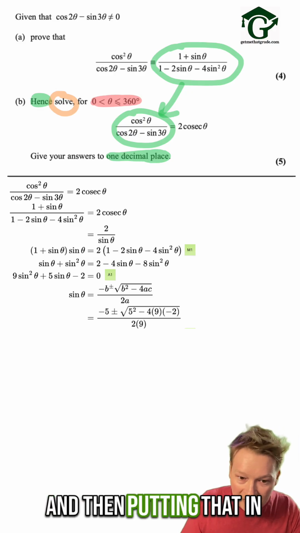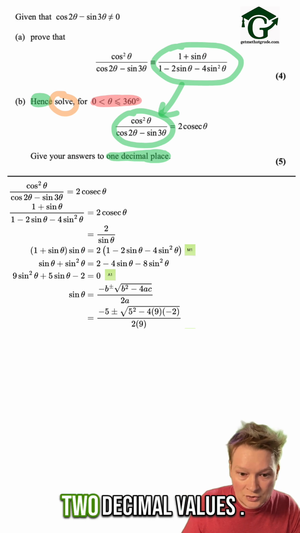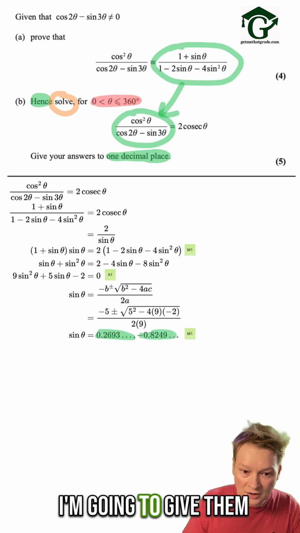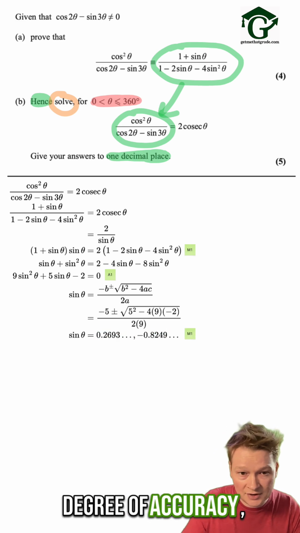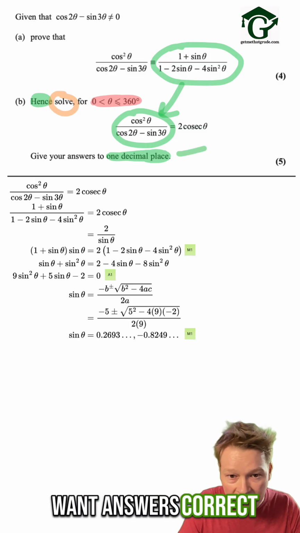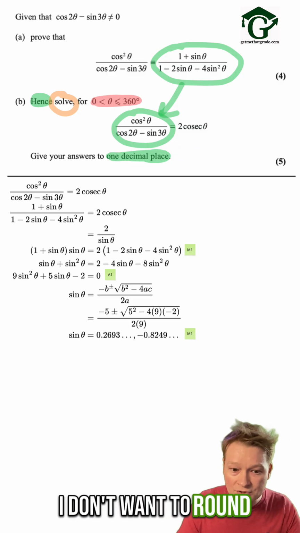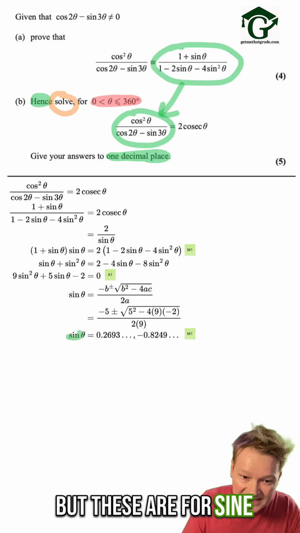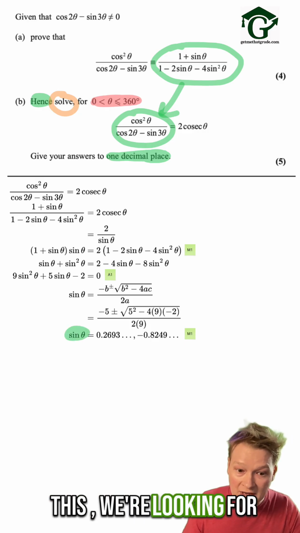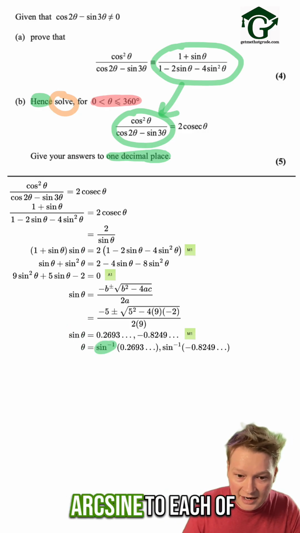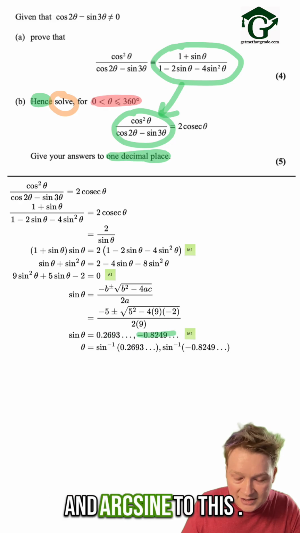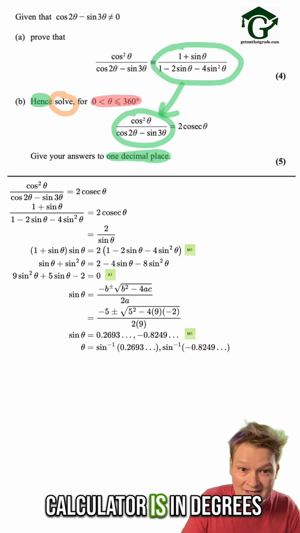And then putting that in the calculator, we get 2 decimal values. I'm going to give them here to quite a high degree of accuracy because at the end, I want answers correct to 1 decimal place. So I don't want to round too much too early. But these are for sine theta. We were asked to solve this. We're looking for theta. So we need to apply arcsine to each of these, arcsine to this, and arcsine to this. Make sure your calculator is in degrees mode.